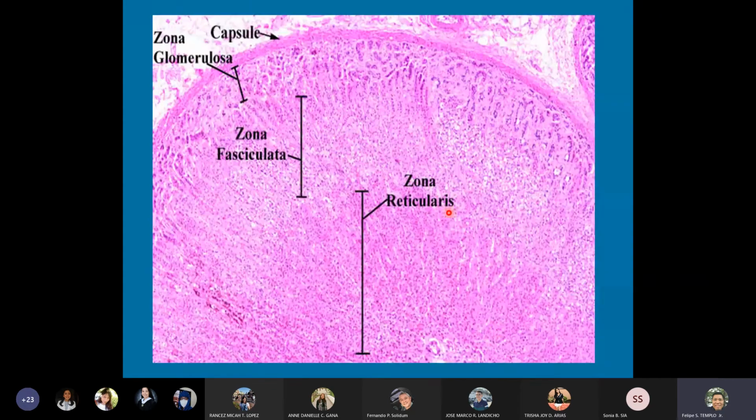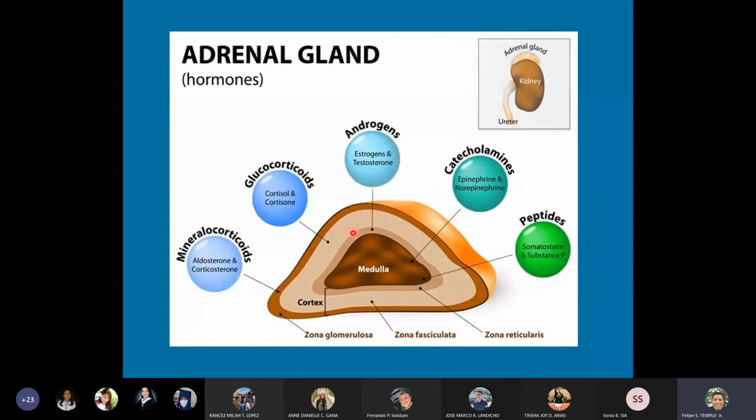Zona fasciculata, reticularis. So again, your mineralocorticoids or aldosterone are from your zona glomerulosa. The glucocorticoids are from your zona fasciculata, and the androgens from your zona reticularis. But take note that the sex hormones produced by your zona reticularis are just minor, not significant. But that is also important for patients with orchiectomy, or removal of the testis.